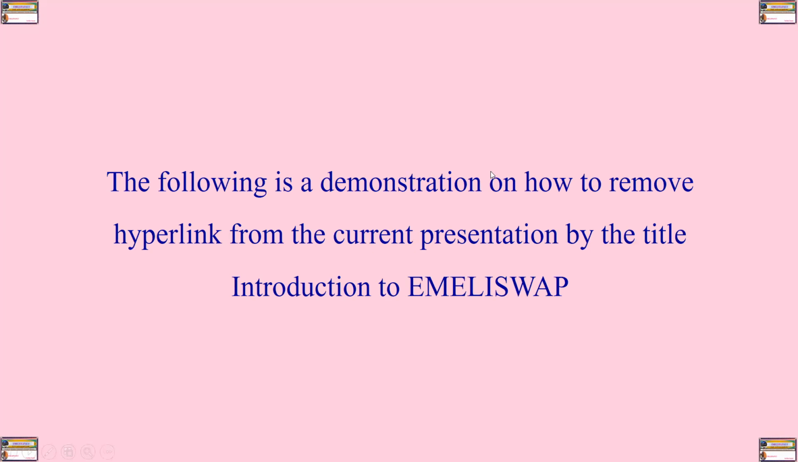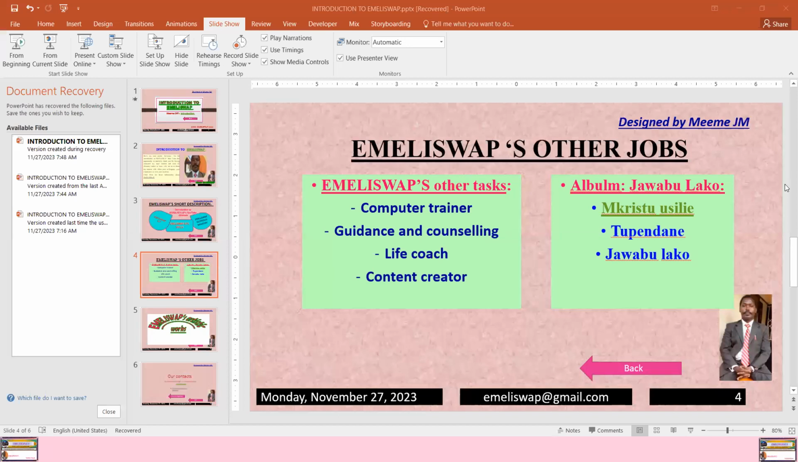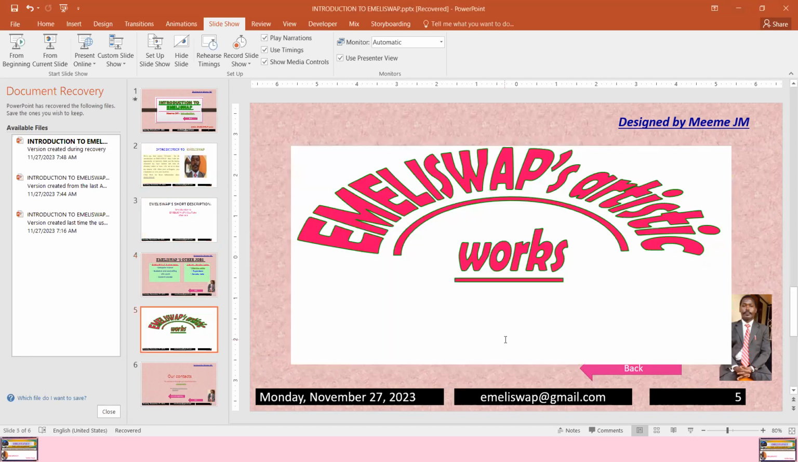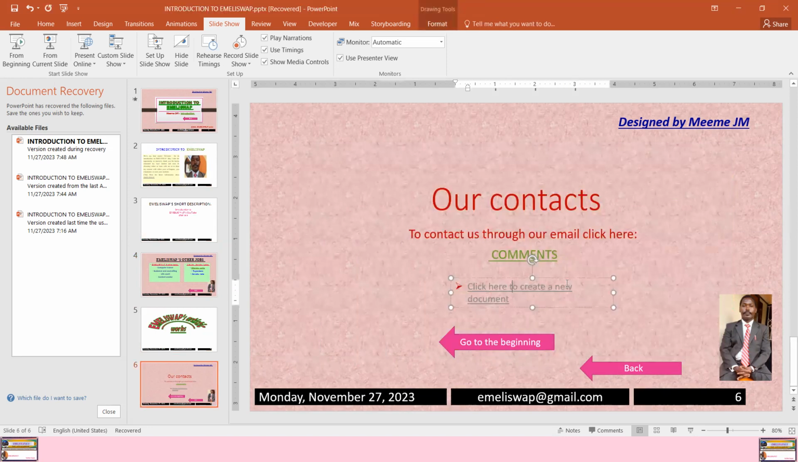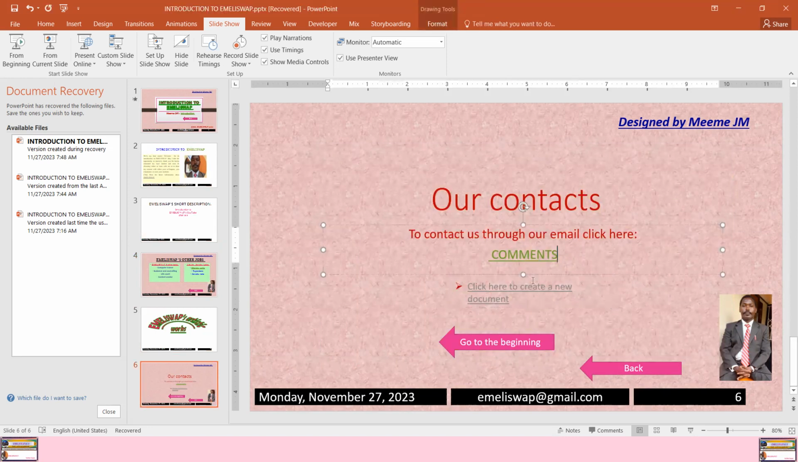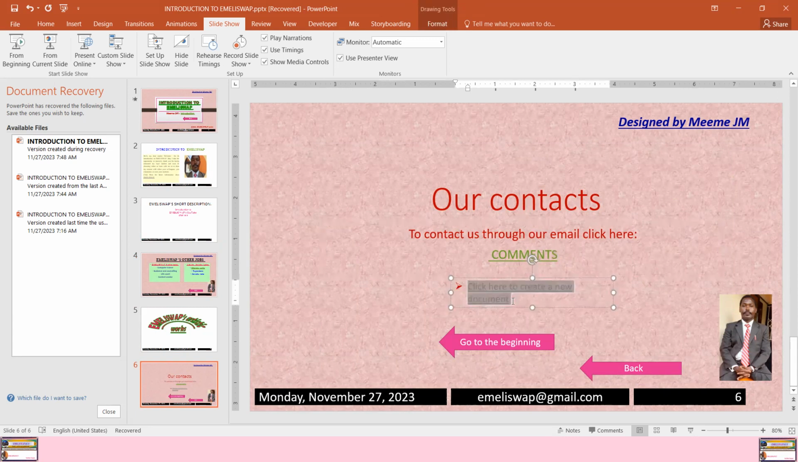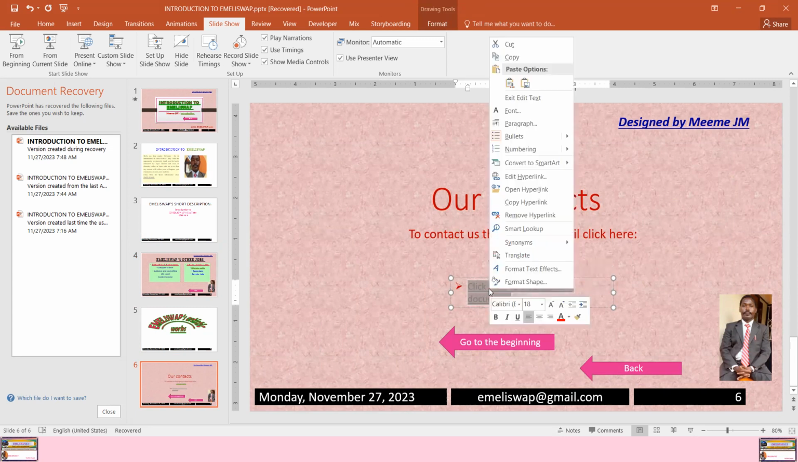The following is therefore a demonstration on how to remove a hyperlink from the current presentation by the title Introduction to MLSwap. So if, for example, we want to remove this hyperlink, the hyperlink 4, click here to create a new document. You just need to select the text or object that contains that link, then right-click on it, and then click on Remove Hyperlink. Then we click on Remove Hyperlink.